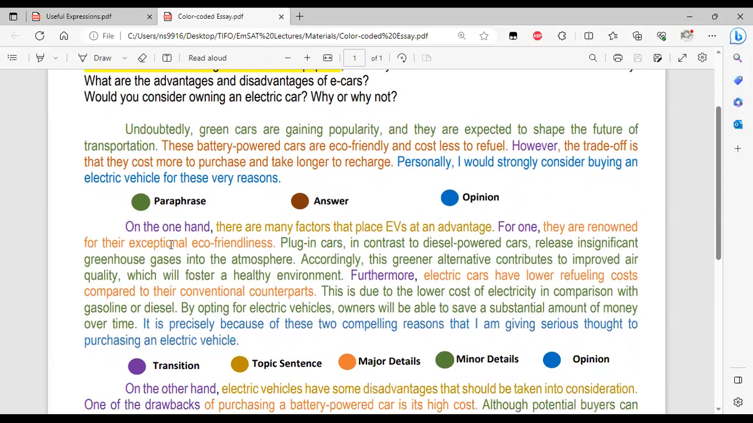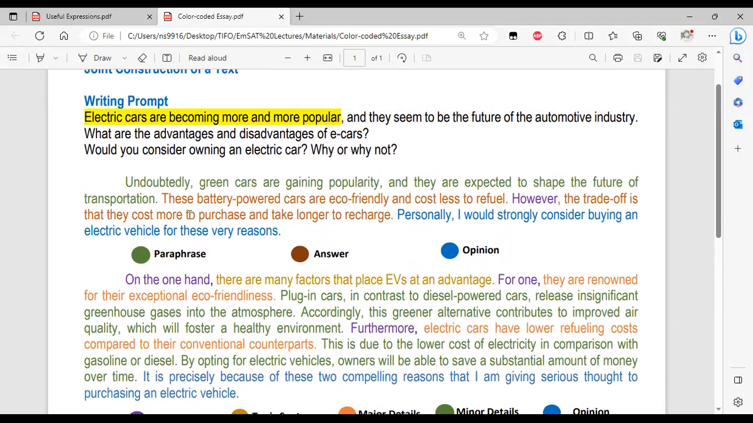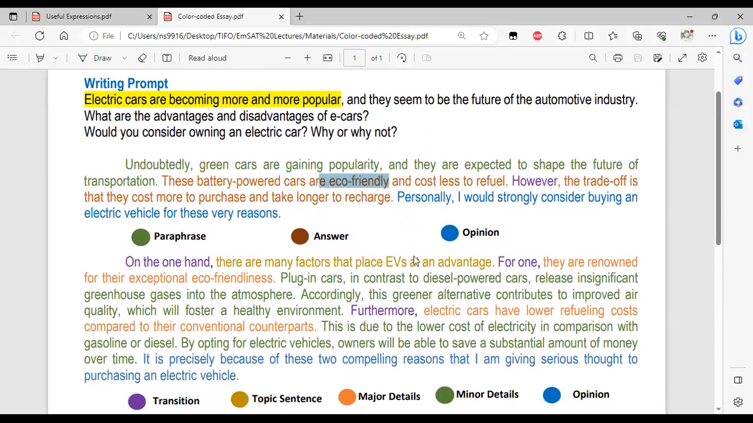Now, what I put in the introduction I will write again in detail. Look here: there are many factors that place EVs at an advantage. First, they are renowned for their exceptional eco-friendliness. Here, the battery powered cars are eco-friendly. See? Now I will explain what eco-friendly and cost less mean. You will find the second: furthermore, electric cars have lower refueling costs compared to their conventional counterparts. You see how? The student said, how do I answer the introduction and then answer?